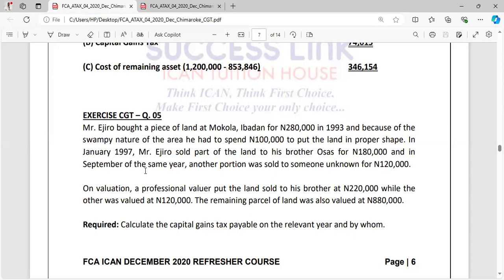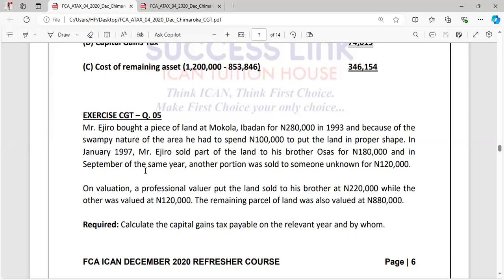Now, let me tell you something. In taxation, there is something called related party transaction. There is also something called transactions at arm's length.